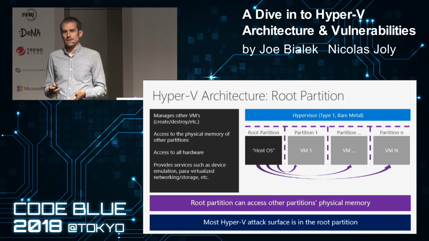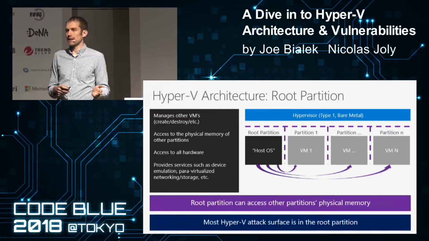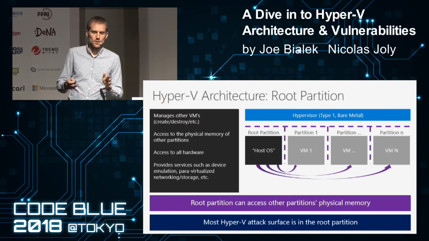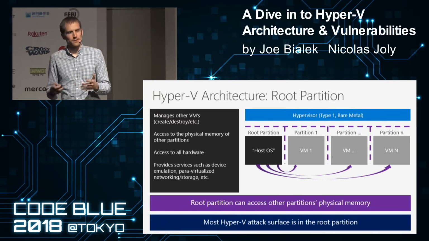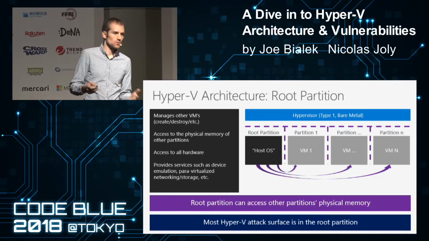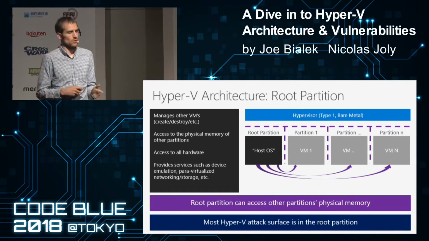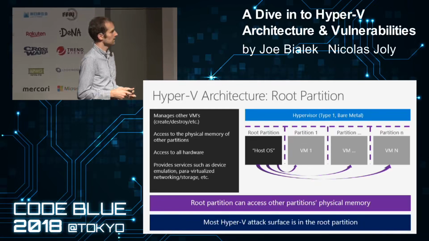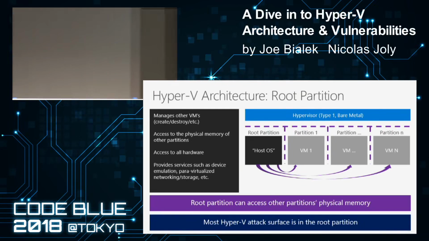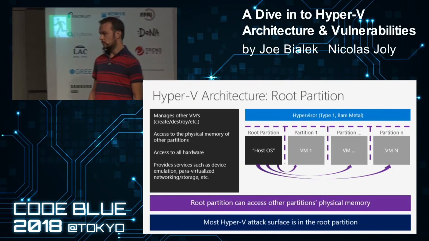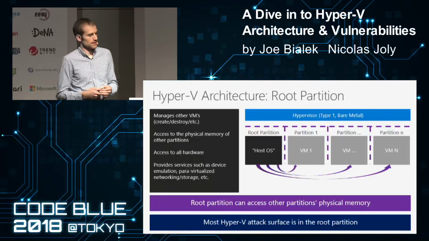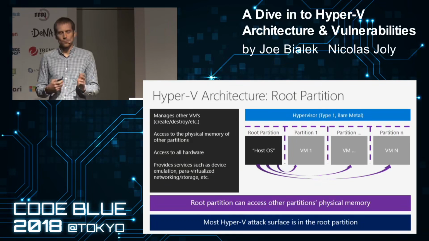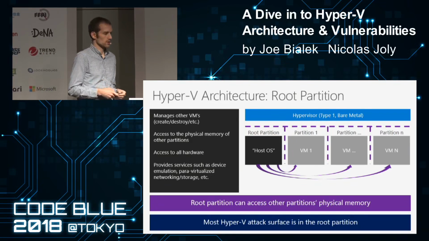And the reason for this access is because the root partition needs to provide a number of services to all of these virtual machines running. And we'll talk a little bit more about that later, but it needs to provide functionality like networking and storage, things along that nature. So it ends up needing access to these other VMs' physical memory. So you think it's better to focus on the components then? Yeah, I think that if you want to try to find interesting bugs in Hyper-V, the root partition and all the services that run in the root partition really is the best place to start looking for bugs.